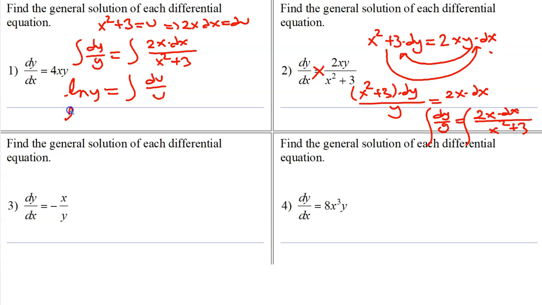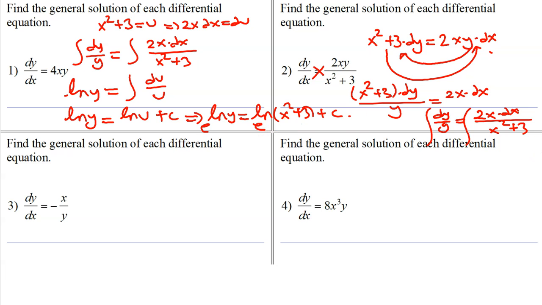Okay, so natural log y is equal to natural log u plus c. If I switch u back with its x squared plus 3, what we're going to get is natural log y is equal to natural log of x squared plus 3 plus c. Alright, so we have to get rid of this natural log so that we can get the variable y isolated. So I'm going to exponentiate both sides.